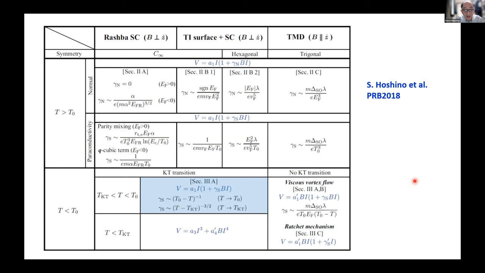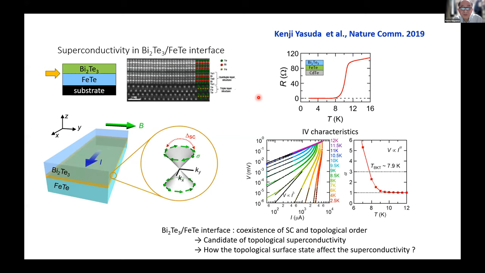So actually our prediction has been confirmed by this superconductivity in bismuth telluride and iron telluride interface. Actually, each material does not show the superconductivity, but by making an interface, they observe the superconductivity. And this is a typical KT transition behavior, which is also confirmed by the exponent of the voltage as a function of the current.